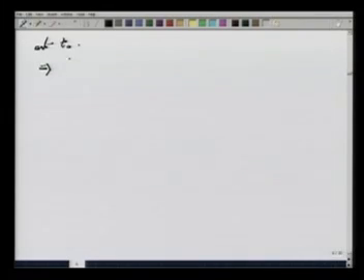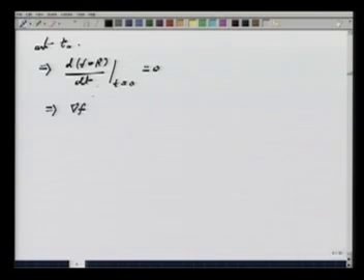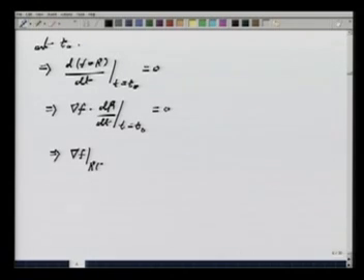Our usual one variable results of calculus work, which implies that d of (f composed with r) by dt at t equal to t naught is 0. But to calculate this derivative, I can use the chain rule. So this implies grad f dot dr/dt at t equal to t naught is equal to 0. This then implies that grad f at r(t naught) dot dr/dt at t equal to t naught is 0.